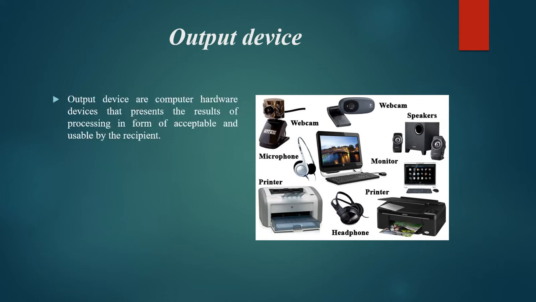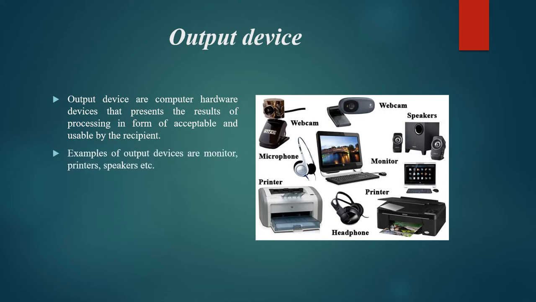It tells us that output devices are computer hardware devices that present the results of processing in a form acceptable and usable by the recipient. For example, we use the keyboard to input data into the computer. The results of the data that we input to be processed come out as an output, and the devices that bring out the output are the monitors, the printers, the headphones and the speakers. So for example, when I input audio into the computer, it's the work of the speaker to present it out so that we can hear it.